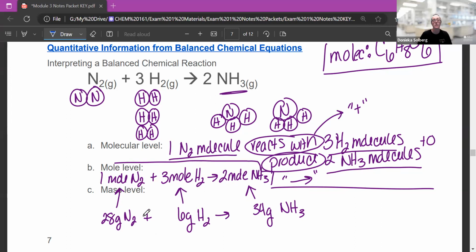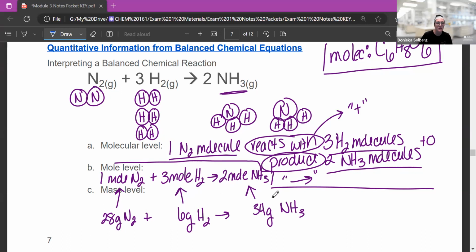Okay. Now, if I want to scale it up to the mass level, because we measure mass in the lab, not moles, and we can convert between mass and moles. Well, the mass of an N2 is 28 grams. The mass of an H2 is 2 times 3, so this would be 6 grams of H2, and 2 NH3s is 34 grams. So what this is saying is that I need 28 grams of this to react with 6 grams of this to make 34 grams of this.